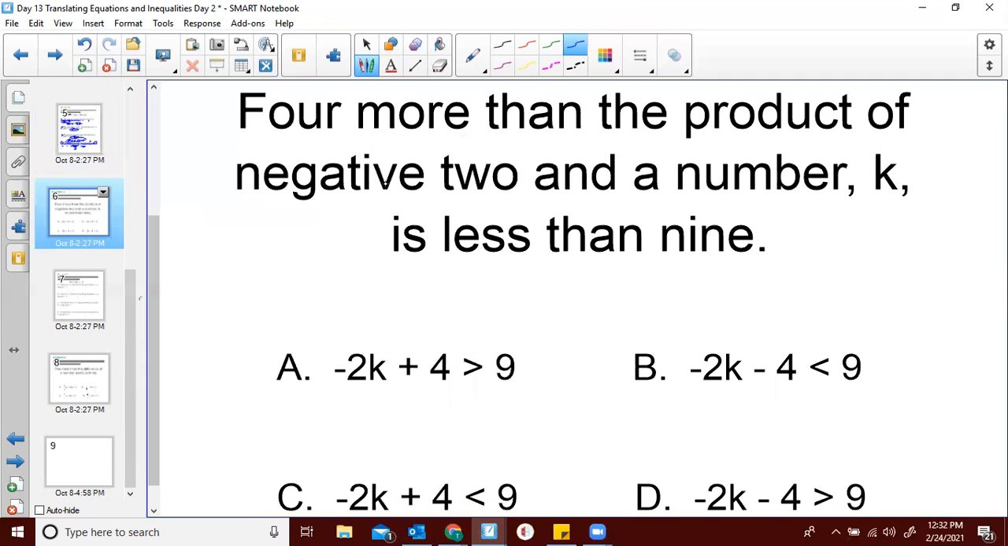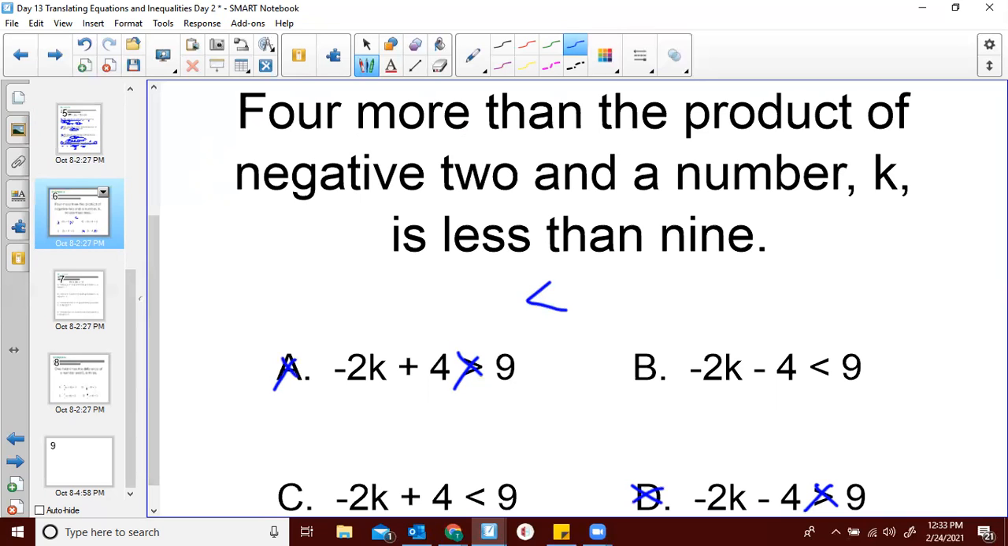For more than the product of -2 and a number k is less than 9. So let's start with this less than. Right away, I'm going to get rid of A and D. So I got it down to a 50-50 shot. All right, and I'm going to just leave that there.